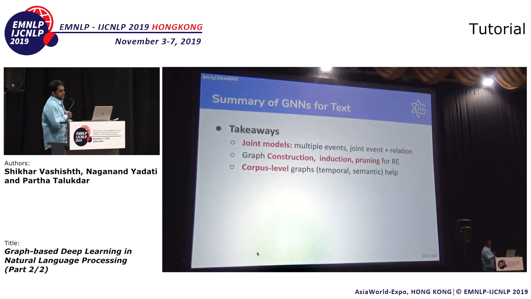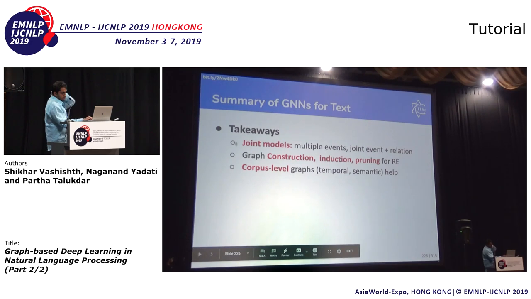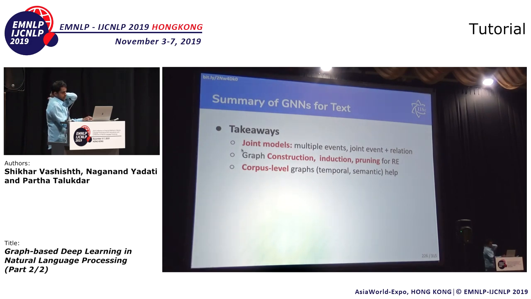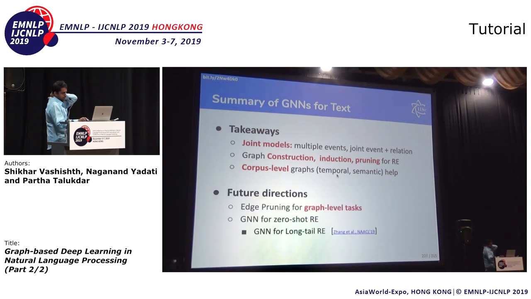So to summarize this section on GNNs for text, the main takeaways: research has been looking at joint models, for example, multiple events extraction, joint event and relation extraction, and so on. Research has also focused on graph construction, graph induction, and graph pruning for relation extraction. And then corpus-level graphs, for example, temporal structure and semantic structure, like inter-sentence relation extraction, help.